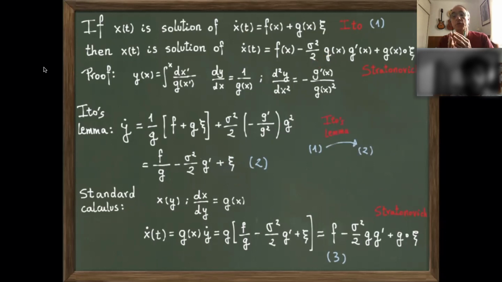And now we are in 2. In 2, there is no problem with interpretation. So this is like a neutral region. So we can go to 3. We have gone from 2 to 3 using standard calculus.